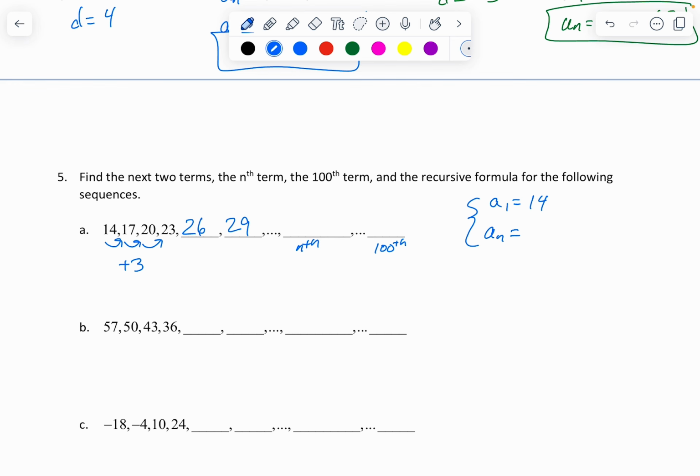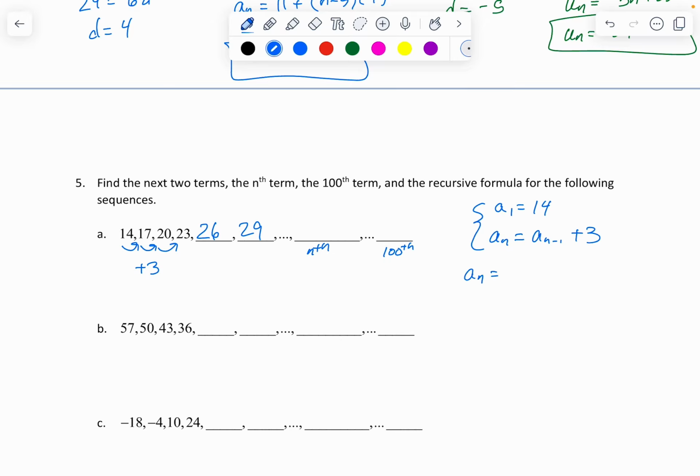And what did I do? Well, to get my nth term, I go to the term right before it, and I add 3. And so there's the recursive formula. My nth term, I can say A sub n is equal to A sub 1 plus n minus 1 times d. Well, I know my first term was 14, and my common difference was 3.